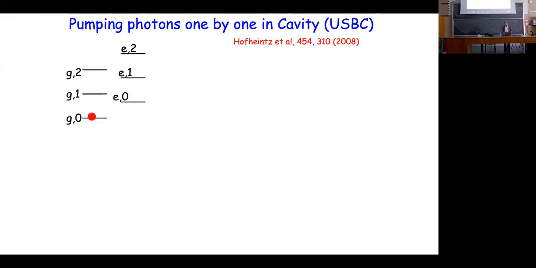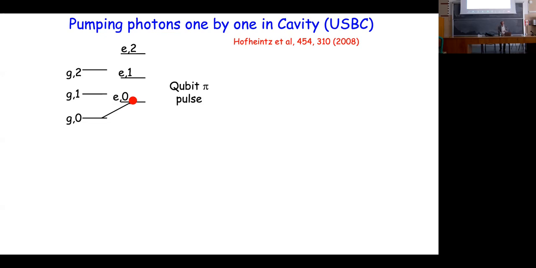How can you pump photons into your microwave cavity? It's exactly the same energy levels as the ones I have shown to you before. If the artificial atom is in the lower state, you have the states G0, G1, G2. If it is in the upper state, you have E0, E1, E2. And you can tune the atom out of resonance with the cavity. So you have a gap here, and you apply a microwave pulse, which brings you from G to E. So what you have done here is that you have pumped energy into the artificial atom.